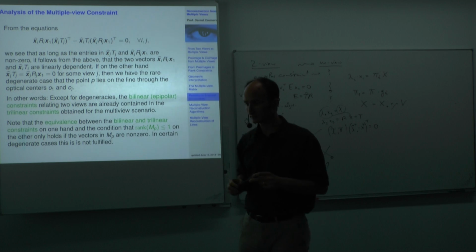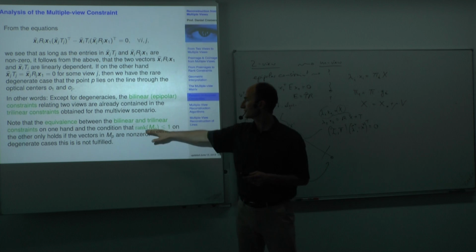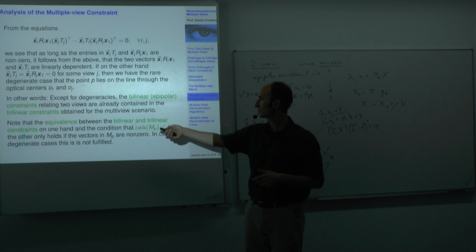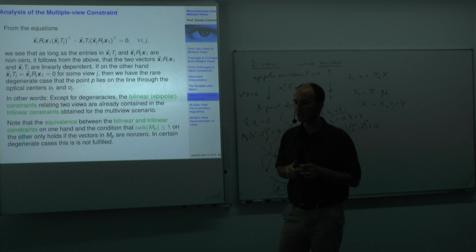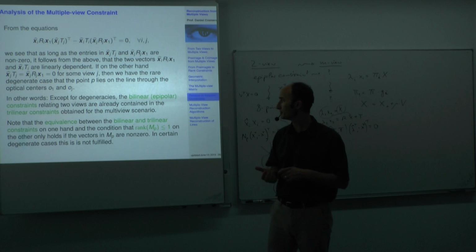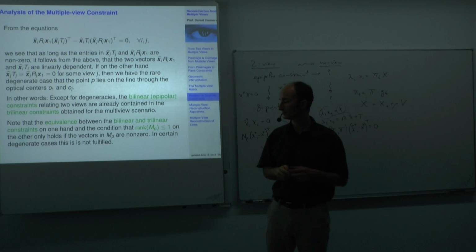Of course, I just showed you that the rank constraint, the multiview matrix having rank less or equal to 1, is equivalent to bilinear and trilinear constraints, epipolar constraints, and constraints coupling triples of images. This equivalence holds only in the case that MP is non-zero. If the matrix MP is 0, that can in principle happen in certain degenerate cases, then this equivalence is not there.